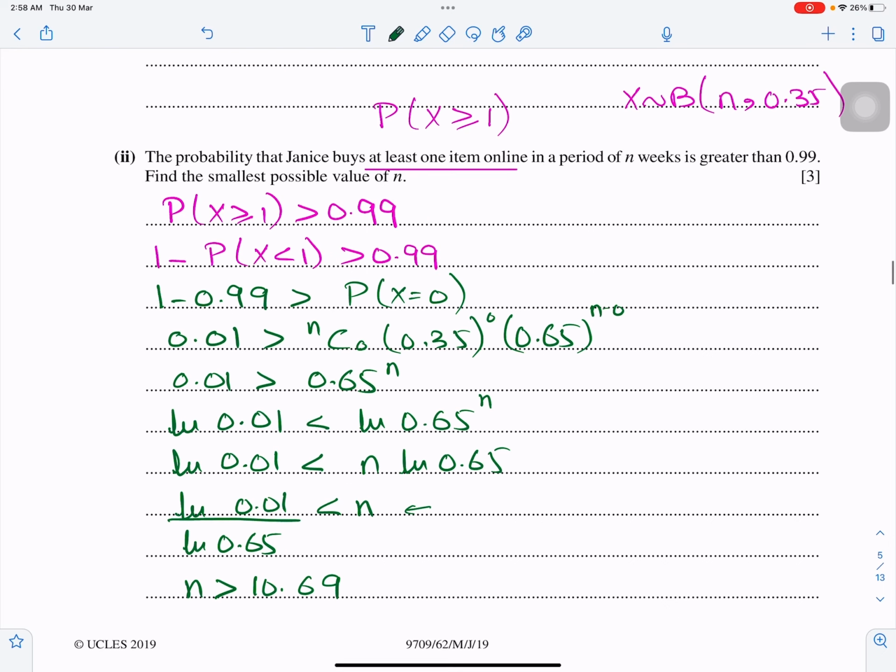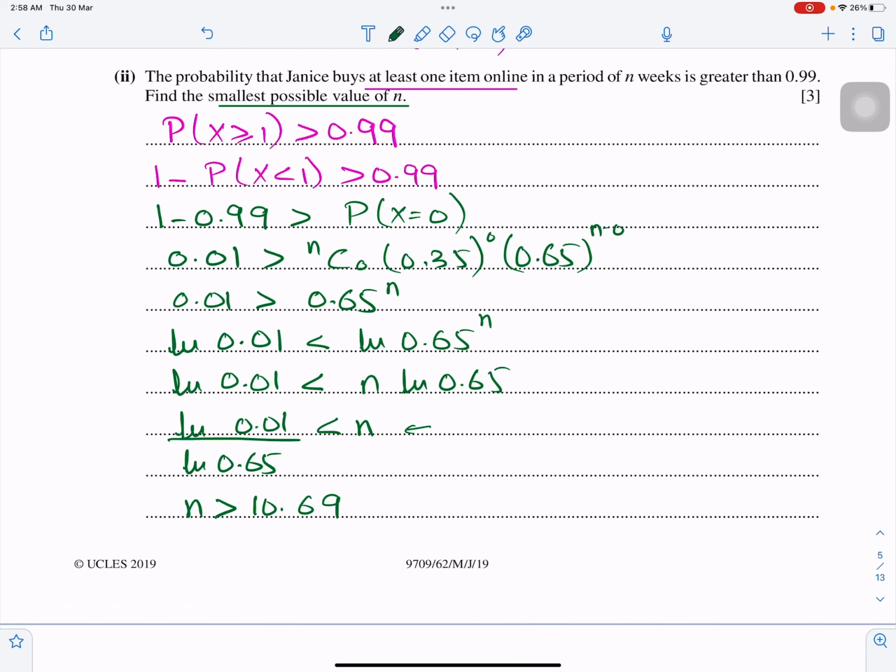The question was saying what is the least value of n? So if you see the values which are greater than 10.69, it is actually what? n is equal to 11. So this will be your answer.